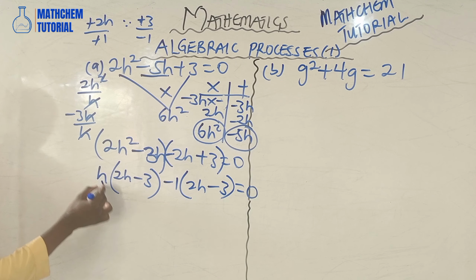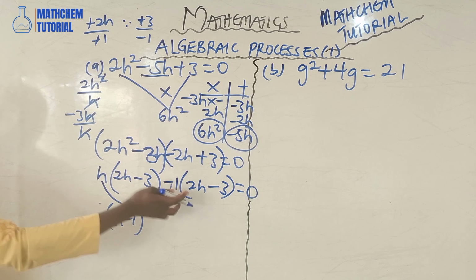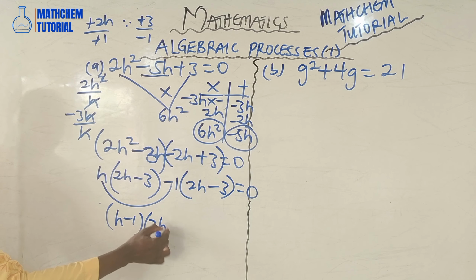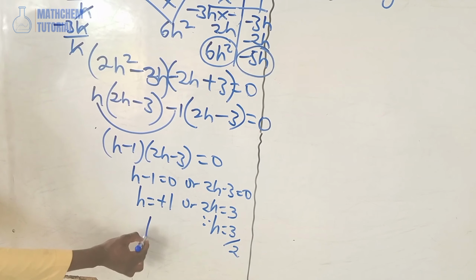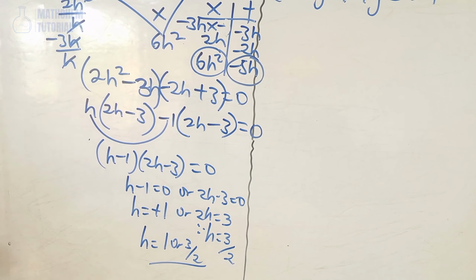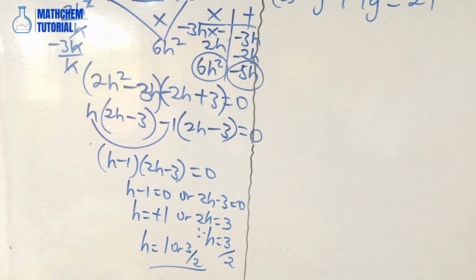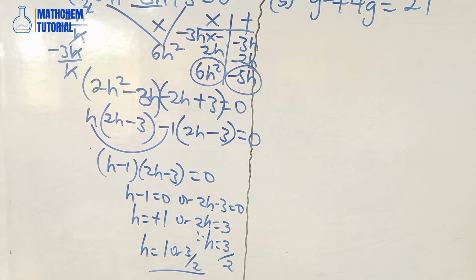So what do I do? I'll bring these two values together by saying h minus 1, and I'll take one of these by saying 2h minus 3. Both are equal to 0. Then if I now split it into 2, it's actually going to be h minus 1 equals 0, or 2h minus 3 equals 0. The final answer is h equals 1 or 3 over 2. So h is representing 1 or 3 over 2 from this particular example A, using the factorization method to solve it.